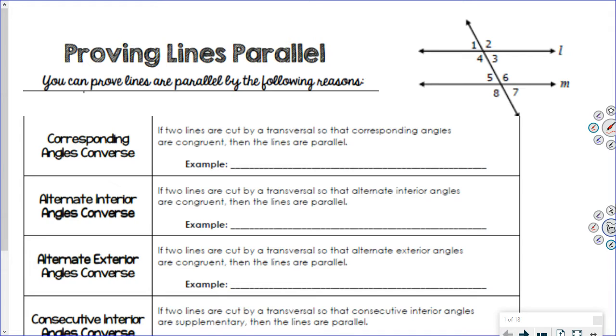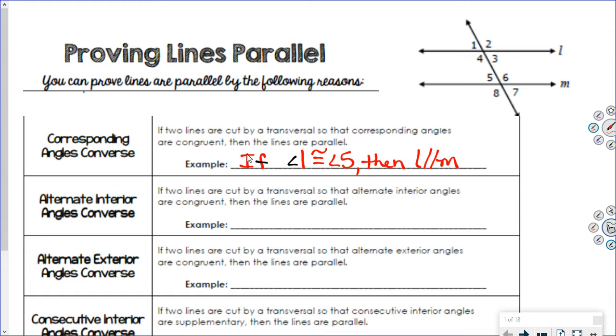So for example, when you were looking at the corresponding angle converse, what we're saying is if we know that two corresponding angles are congruent, so if we're looking at our picture, if we know that angle 1 is congruent to angle 5, then we know that those lines are parallel. So then we would know L is parallel to M. Before we knew the lines were parallel, then we could make conclusions about the angles.